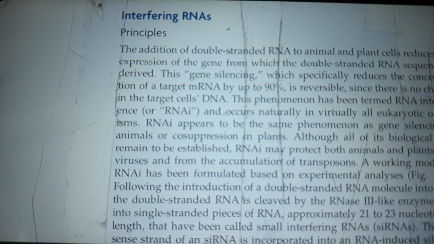Interfering RNA principles. The addition of double-stranded RNA to animal and plant cells reduces the expression of the gene from which the double-stranded RNA sequence is derived. This gene silencing, which specifically reduces the concentration of a target mRNA by up to 90%, is reversible. Since there is no change in the target cell's DNA, this phenomenon has been termed RNA interference, or RNAi, and occurs naturally in virtually all eukaryotic organisms. RNAi appears to be the same phenomenon as gene silencing in animals or co-suppression in plants.